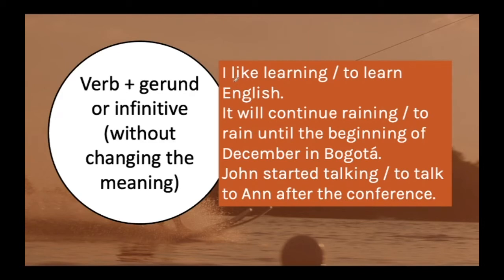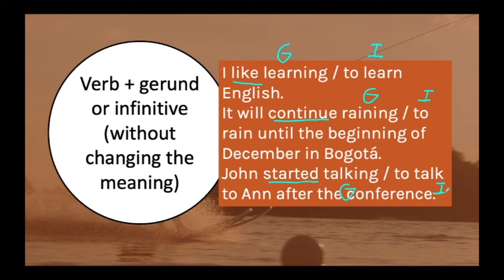After like, you can use either a gerund or the infinitive. The meaning doesn't change. After continue, you can use the gerund or the infinitive, and the meaning doesn't change. And after start, you can use the gerund or you can use the infinitive, and the meaning of the sentence is the same. Now let's see the next verb pattern.